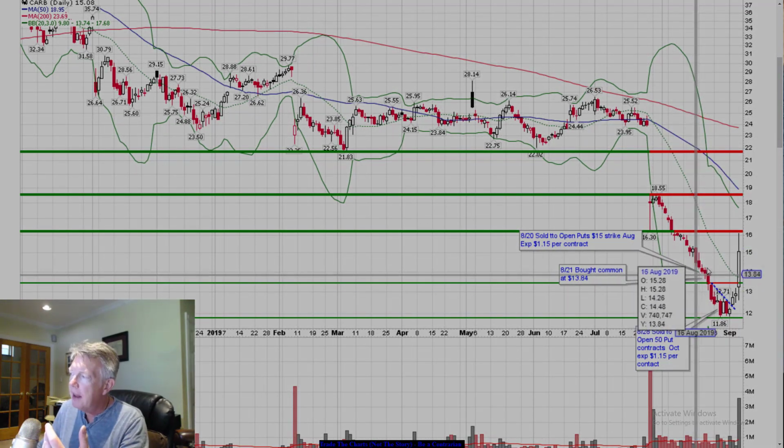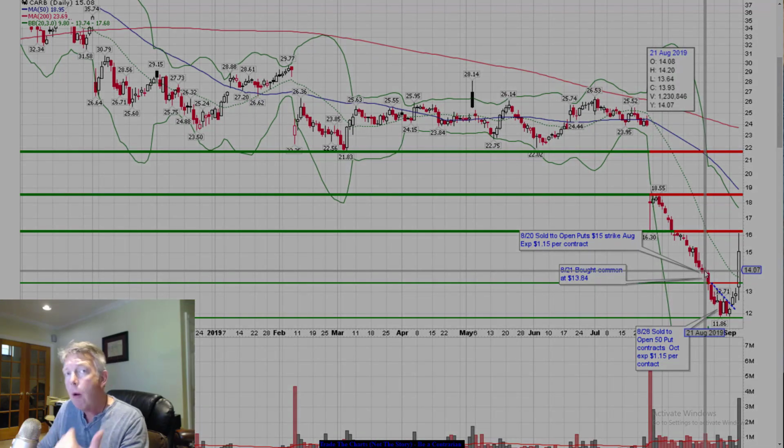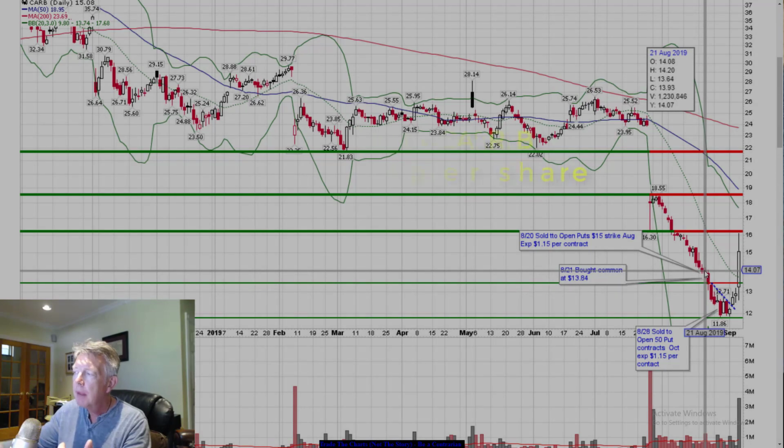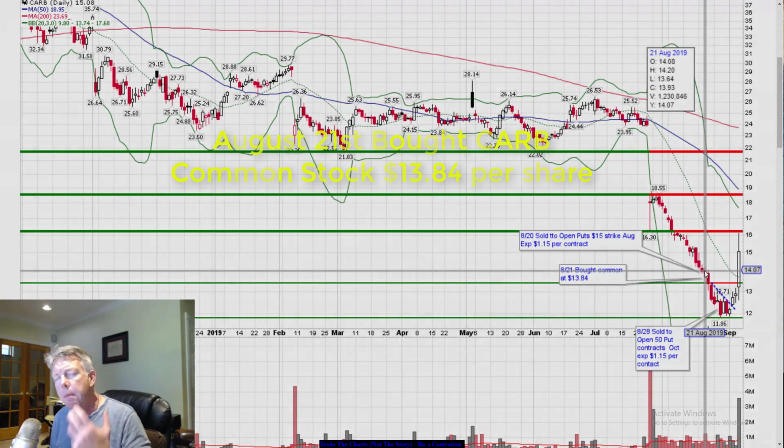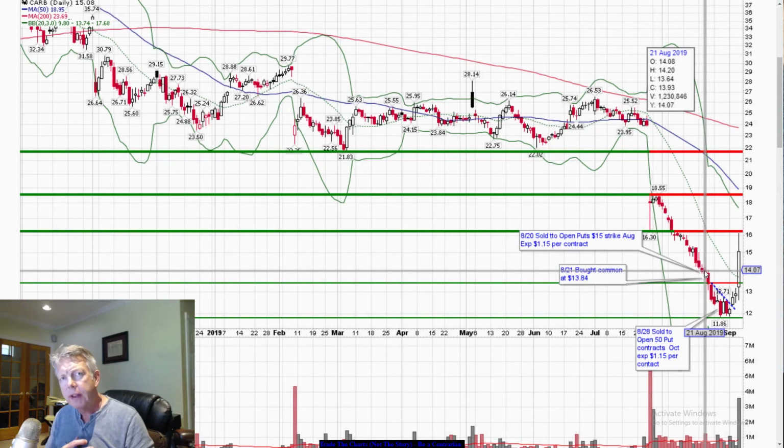And then as we began to pull back even lower, and now we're probing our historical support levels, we added more at $13.84. But now that we were at historical support, I wanted to begin buying the shares at historical support. Were we overly aggressive?